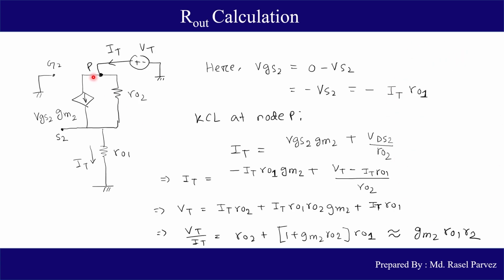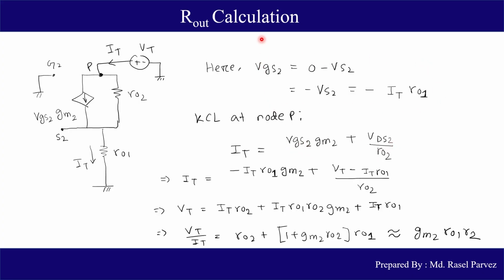Now we will apply KCL at node P. We can see that the current It is formed by the current in these two branches. So we have written the expression of It here, and these are the two current components. Now we need to find what is VGS2 and VDS2.